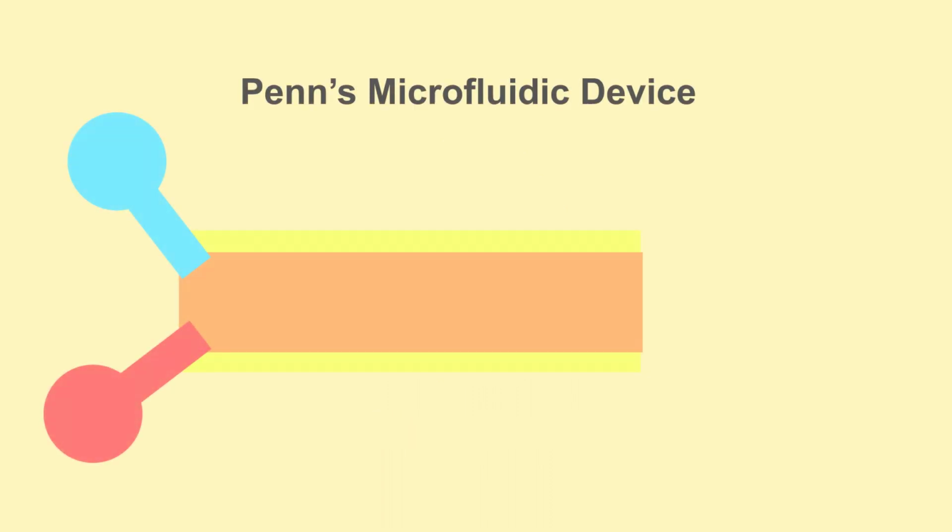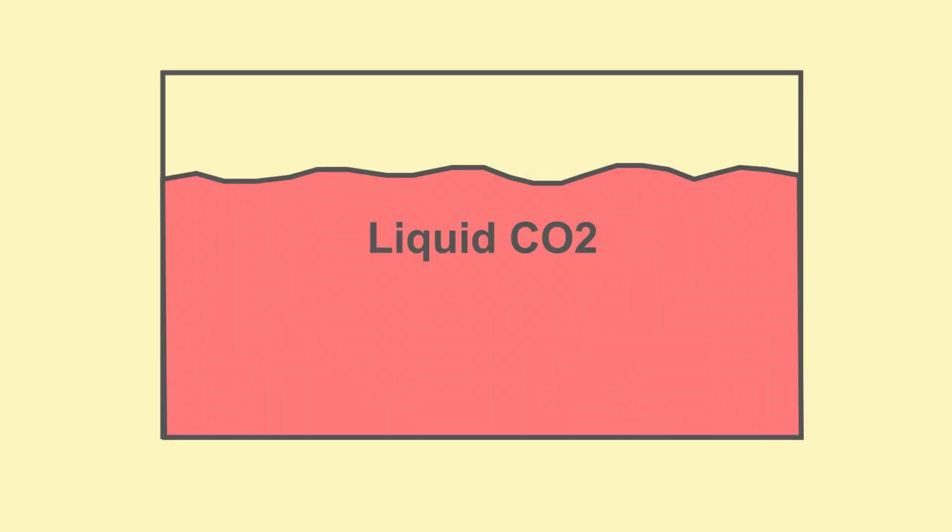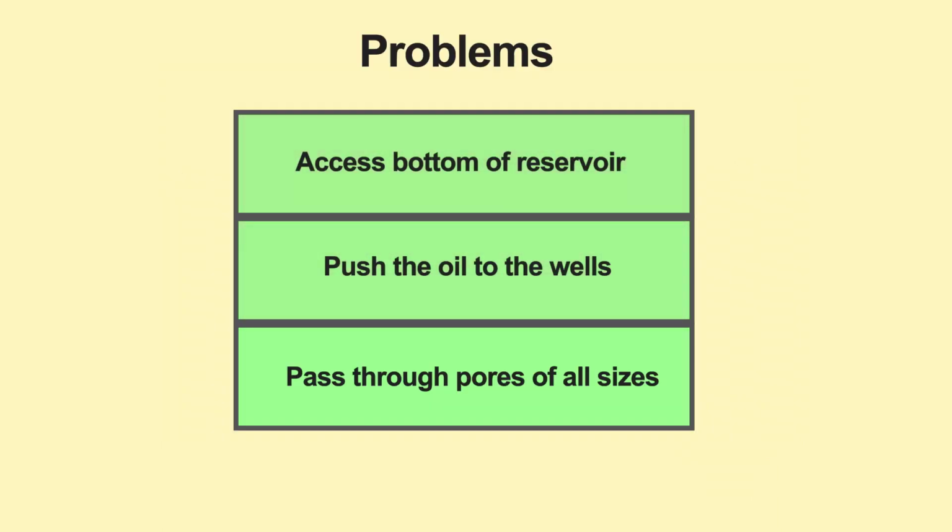We're using Penn's microfluidic device to create our own droplet. Our droplet is approximately 1,000 nanometers in diameter. The capsule is comprised of a water hydrogel emulsion coated with CO2-philic materials such as fluoroalkane. We will be populating up to 0.5% of the input CO2 with our droplets, but this number could go down upon further experimentation. By injecting the microdroplets into CO2, we can tackle the previously unsolved problems.